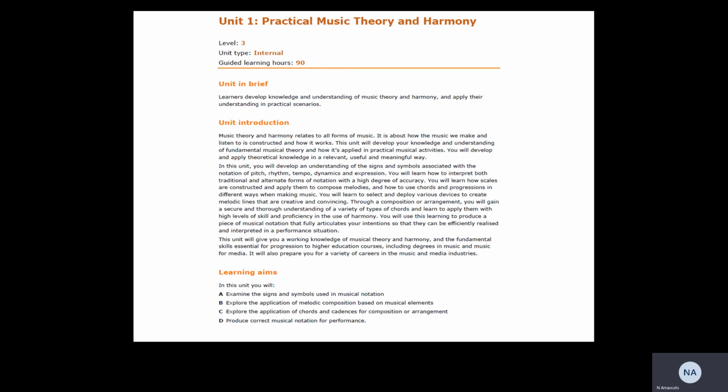Within this unit, the main learning aims are A, B, C, and D. A, examine the signs and symbols used in musical notation. B, explore the application of melodic composition based on musical elements. C, explore the application of chords and cadences for composition or arrangement. And D, produce correct musical notation for performance.